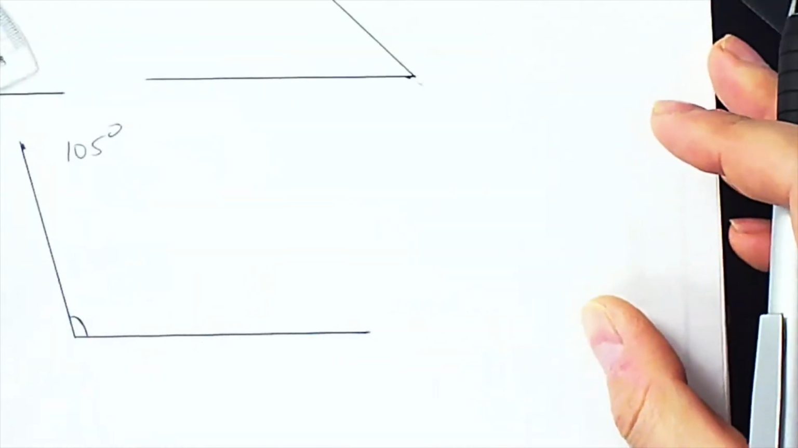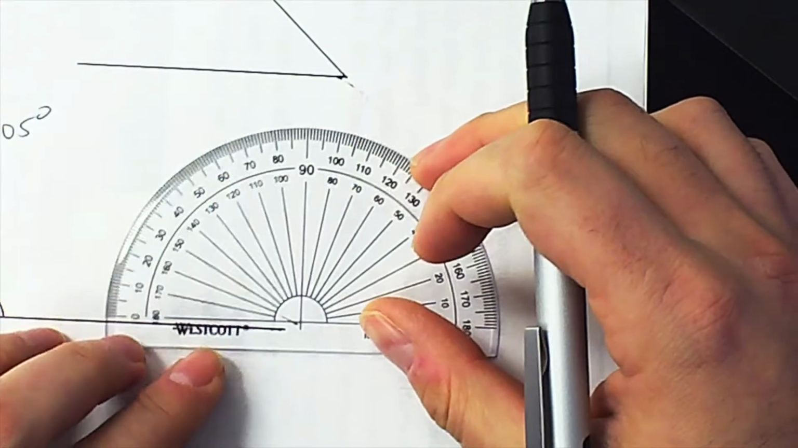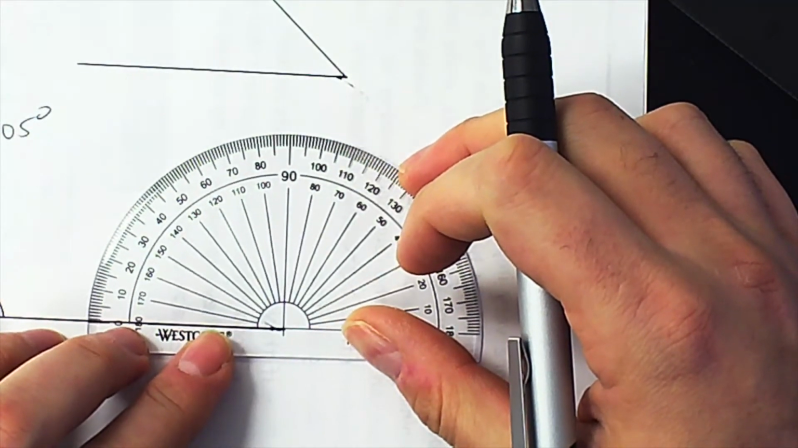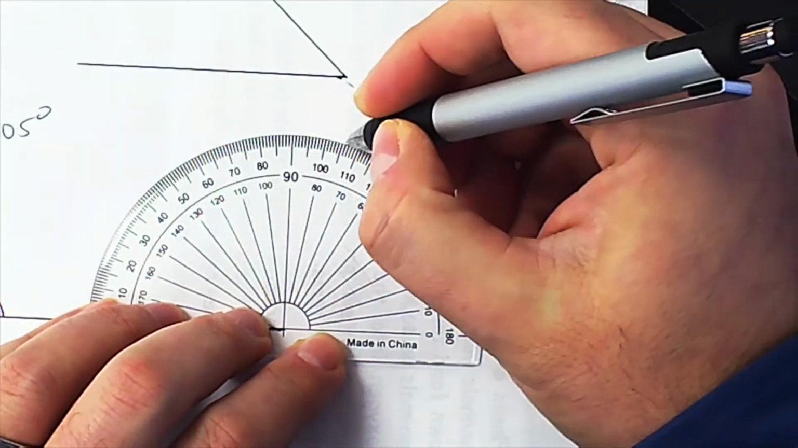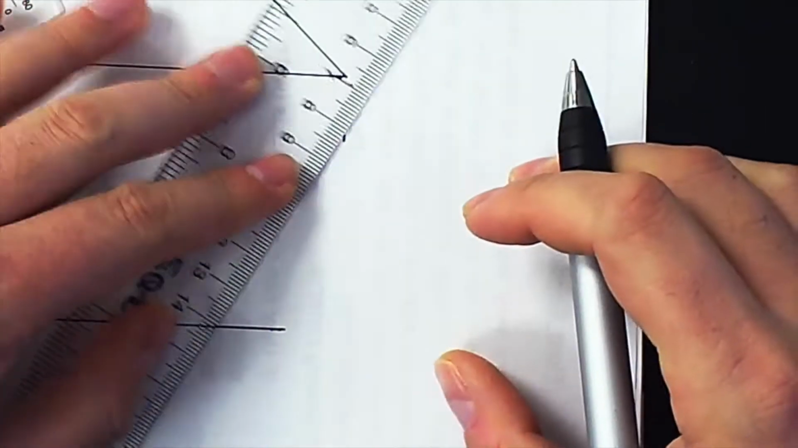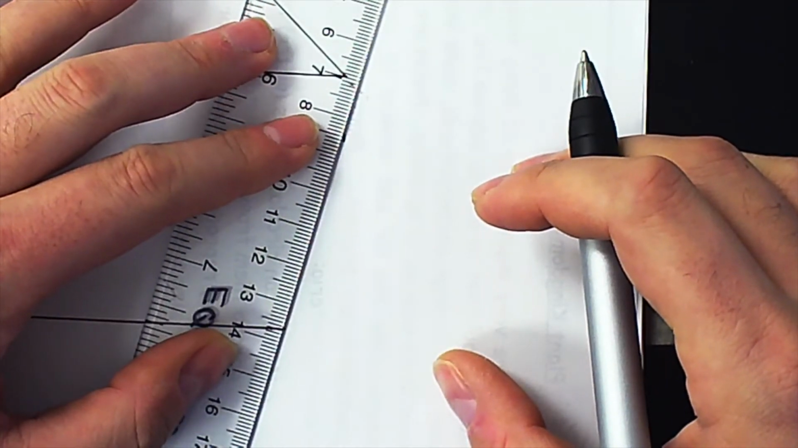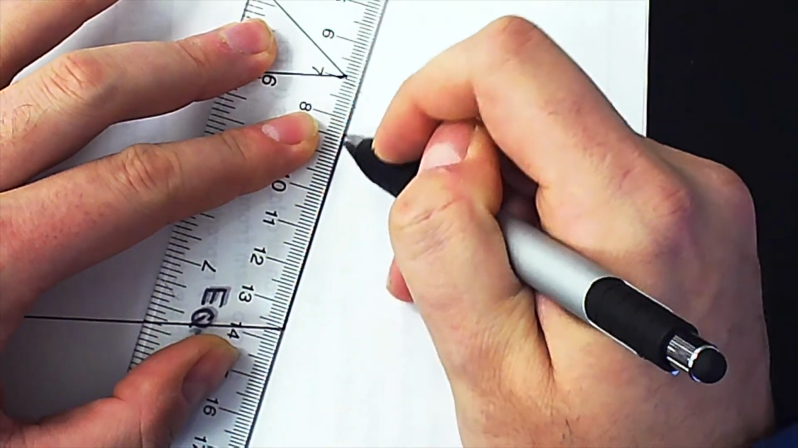And if I was to create the same angle on this side here, because I'm going to the left, I use the outside numbers. So there's 105 right there. And once again, I take my little ruler, and I think I got this one finally.